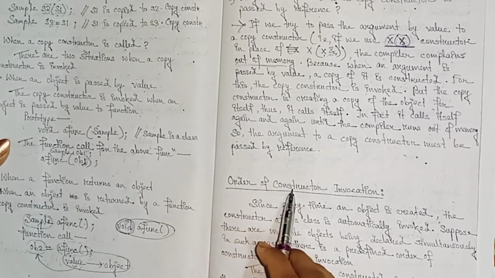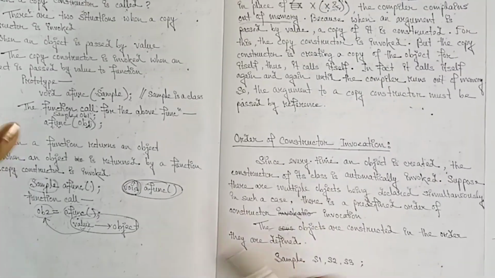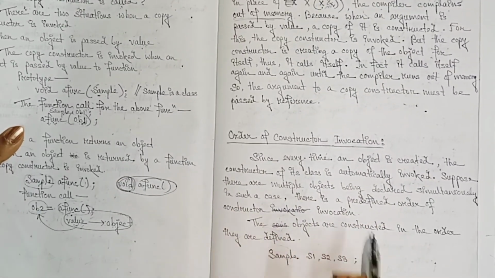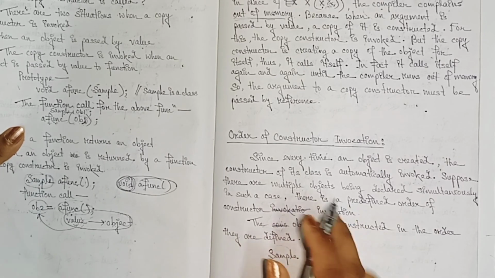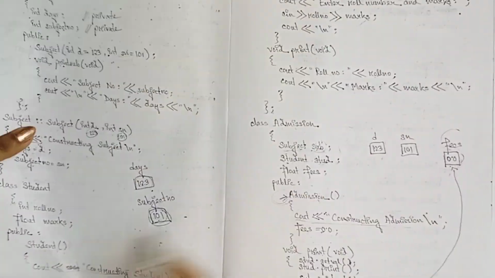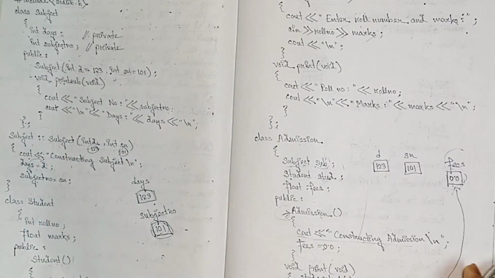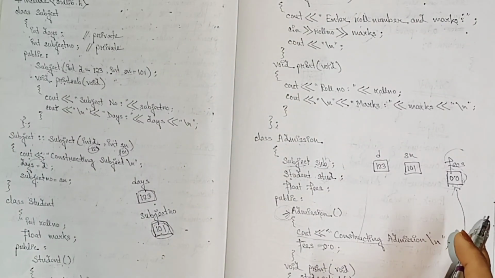So the order of constructor invocation depends upon the sequence of the objects which are defined. In the sequence in which the objects are defined, in that sequence only the constructors will be invoked. And then we have seen this particular program for constructor invocation.